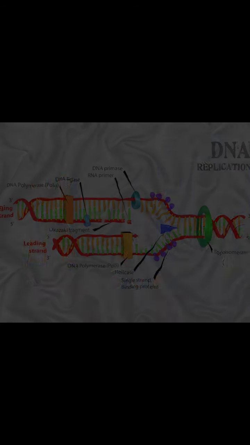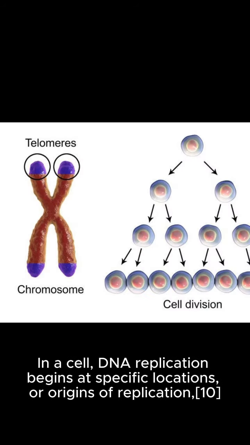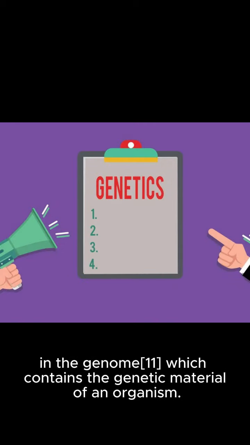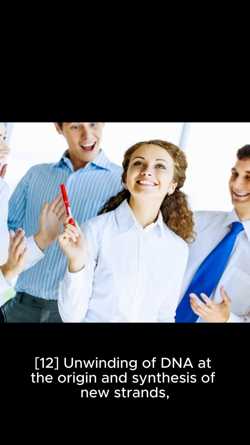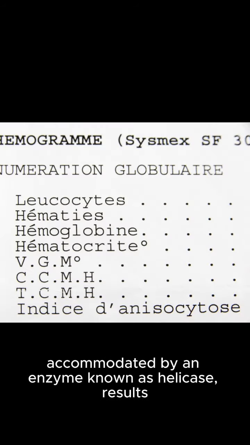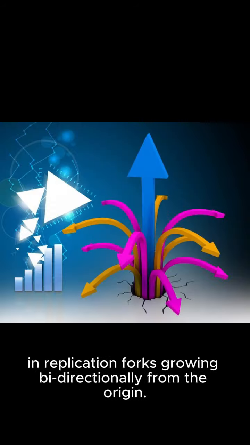In a cell, DNA replication begins at specific locations, or origins of replication, in the genome, which contains the genetic material of an organism. Unwinding of DNA at the origin and synthesis of new strands, accommodated by an enzyme known as helicase, results in replication forks growing bidirectionally from the origin.